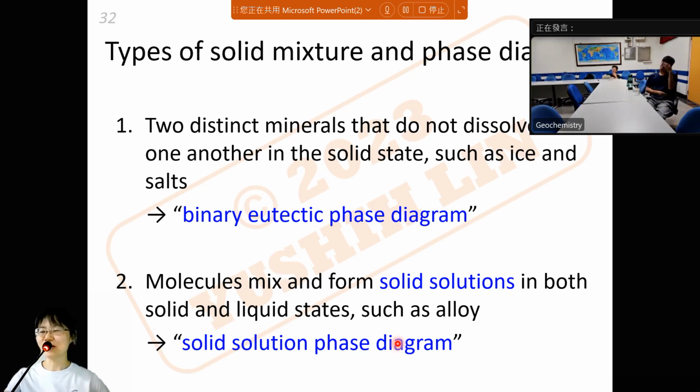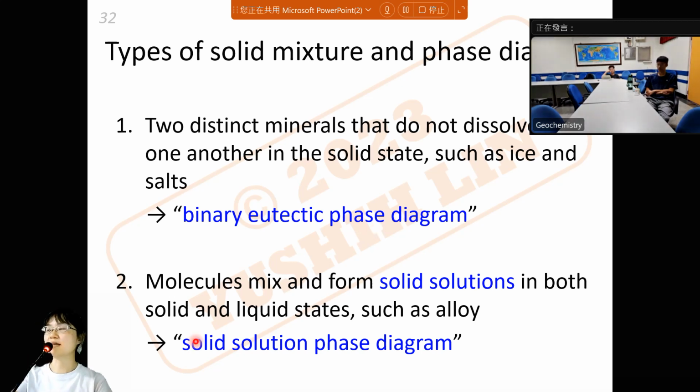Why? When you see granite, do you see mineral particles? If they are just a mixture of mineral grains embedded together, mineral A does not dissolve mineral B. They are actually separate. Their melting behavior will follow this eutectic phase diagram.